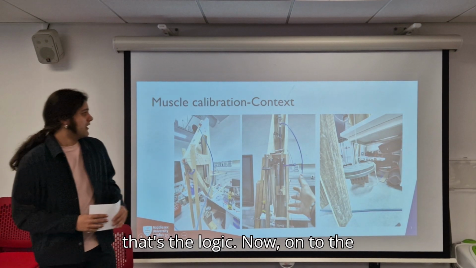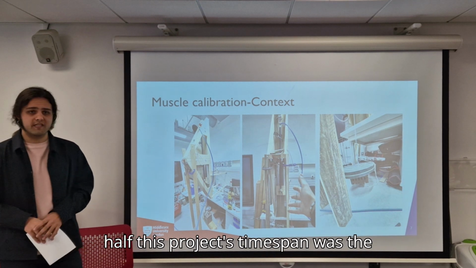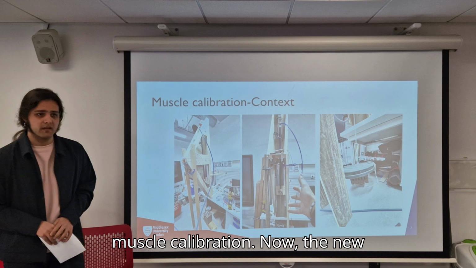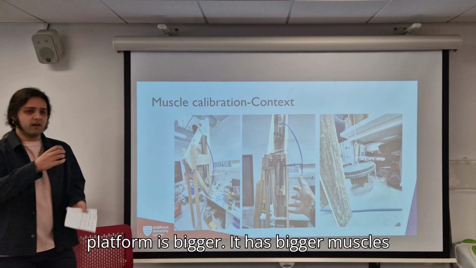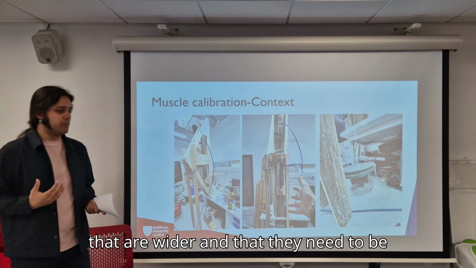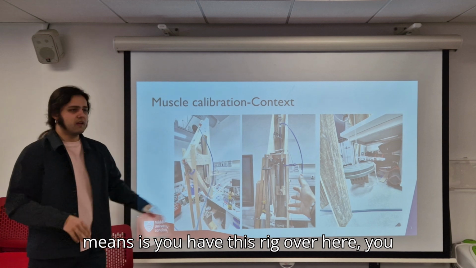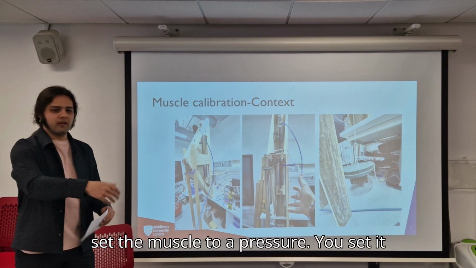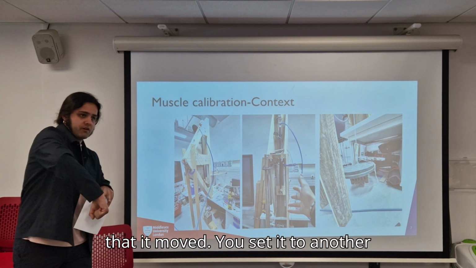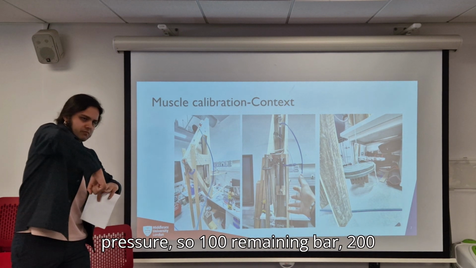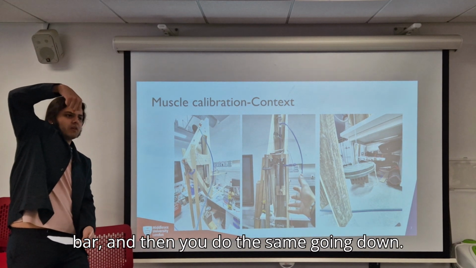That's the logic. Now, the fairly major part that took literally half this project's time span was the muscle calibration. The new platform is bigger. It has bigger, wider muscles, and they need to be calibrated. Calibration all it really means is you have this rig over here, you set the muscle to a pressure and record the distance that it moved. You set it to another pressure, so 100 millibar, 200 millibar, 300 millibar, like that up until 6 bar, and then you do the same going down.